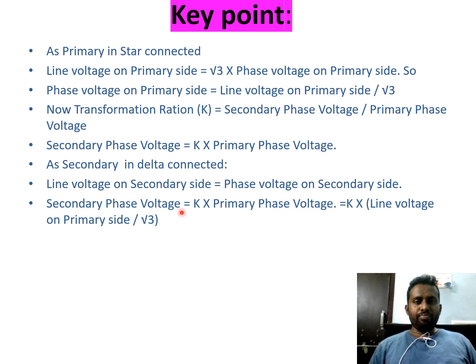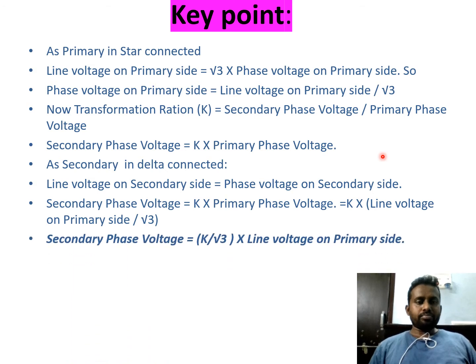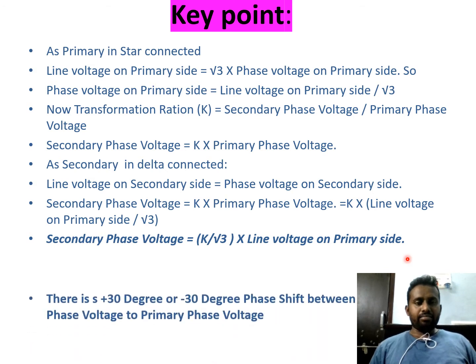Now, secondary phase voltage is equal to K times primary phase voltage. As you can see, phase voltage on primary is equal to line voltage by root 3. So, the line voltage by root 3, this is the relationship between primary and secondary. Secondary phase voltage is equal to K by root 3 times line voltage on primary side. This is what we have derived.